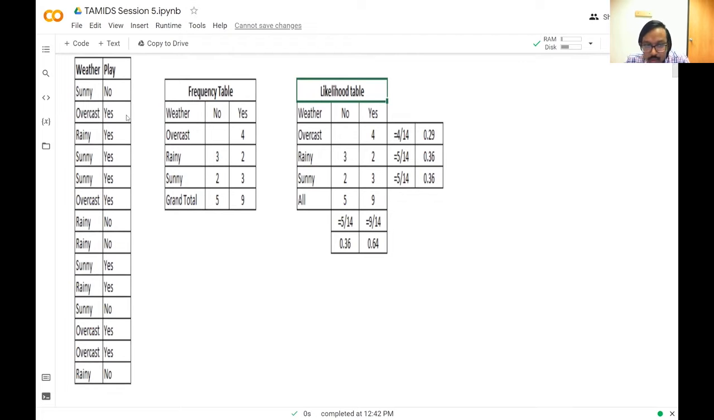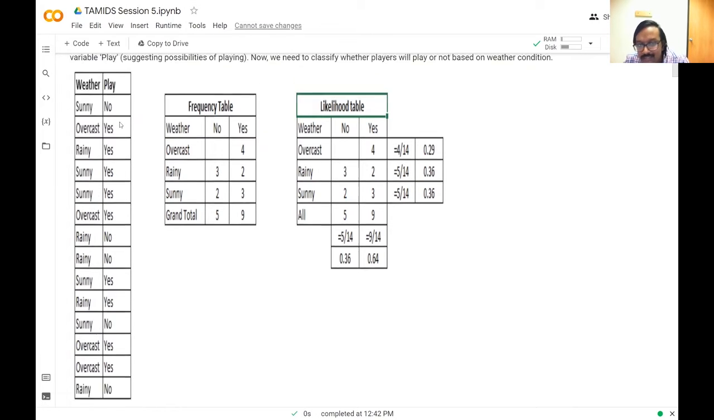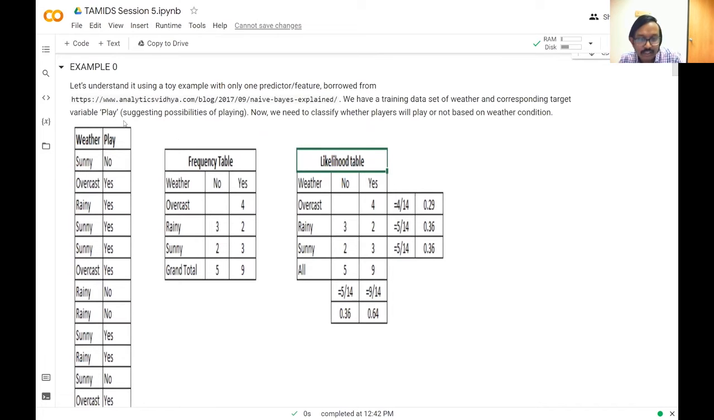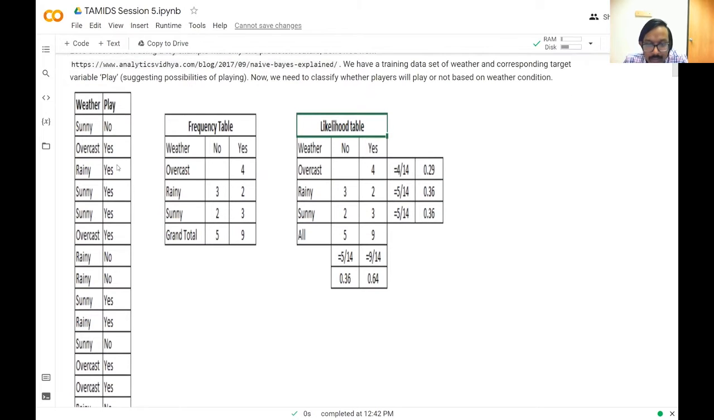And based on that, we have data on 14 days where the players have made a decision based on the weather to either play or not. So if I summarize this data into this frequency table, notice that there are a total of 14 days, and the players decided to play, which corresponds to yes, on 9 out of these 14 days, and did not play on 5 out of the 14 days.